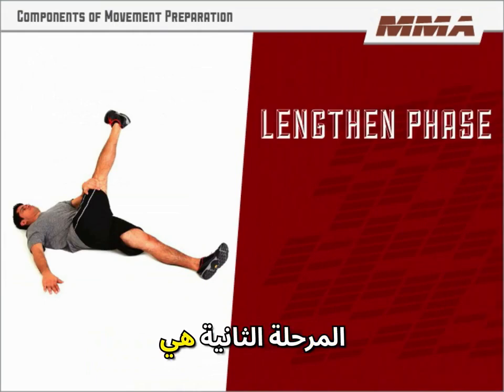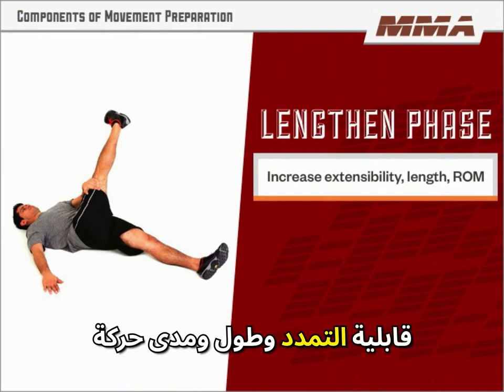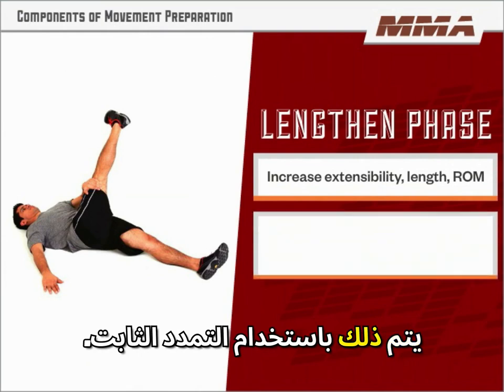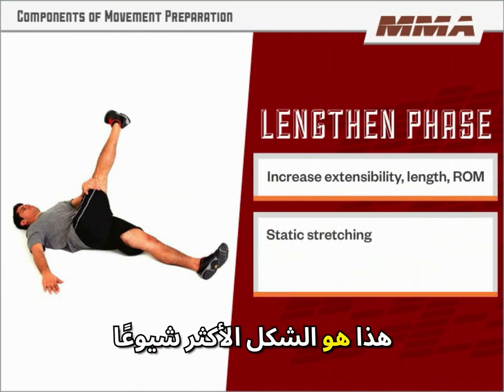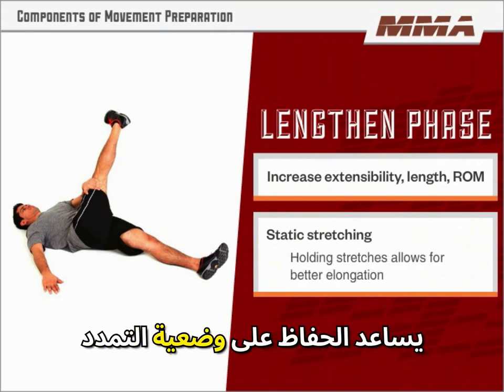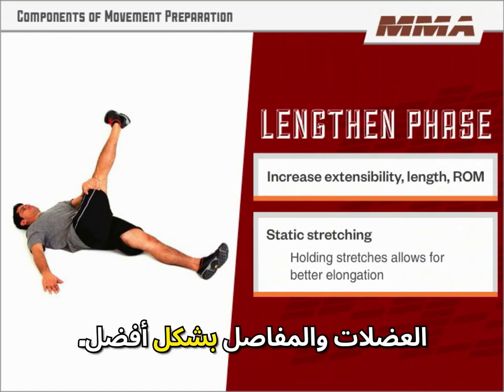The second phase is the lengthen phase. Lengthening techniques increase the extensibility, length, and range of motion of neuromyofascial tissues in the body. This is done using static stretching. This is the most common form of stretching in the fitness community. Holding a stretched position for a prolonged period allows for better elongation of the muscle and joint range of motion.